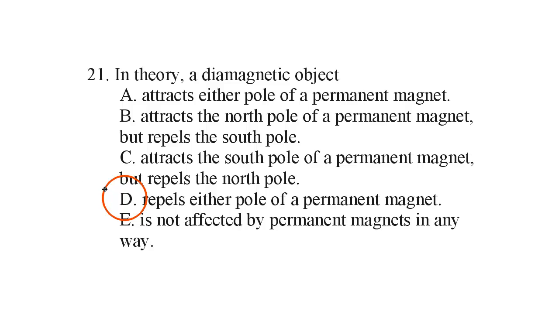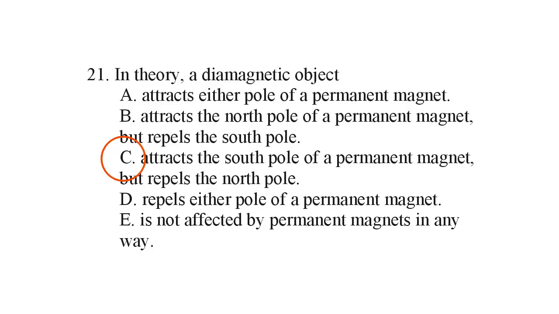Let's look at the other choices. A. Attracts either pole of a permanent magnet. Well, that would be a ferromagnetic object, something like a piece of iron. B. Attracts the north pole of a permanent magnet but repels the south pole. Well, that would be another magnetic south pole. That would repel the south pole and attract the north pole, for example, the south pole of another permanent magnet or the south pole of an electromagnet.